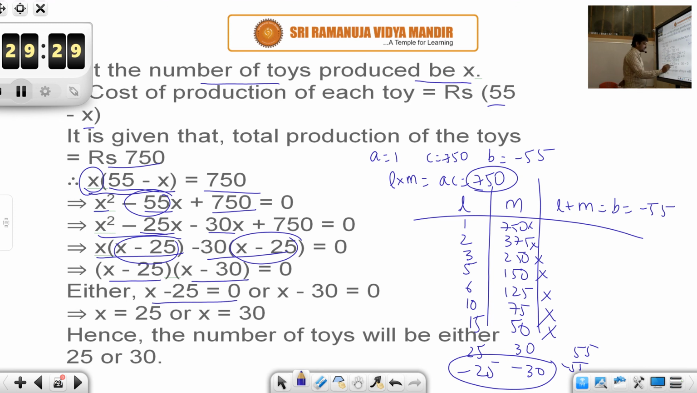So either x minus 25 is equal to 0 or x minus 30 is equal to 0. So the values of x are going to be either 25 or 30. So hence the number of toys will be either 25 or 30. Okay, so these are the number of toys produced on that day to maintain the cost of production as 750 rupees.